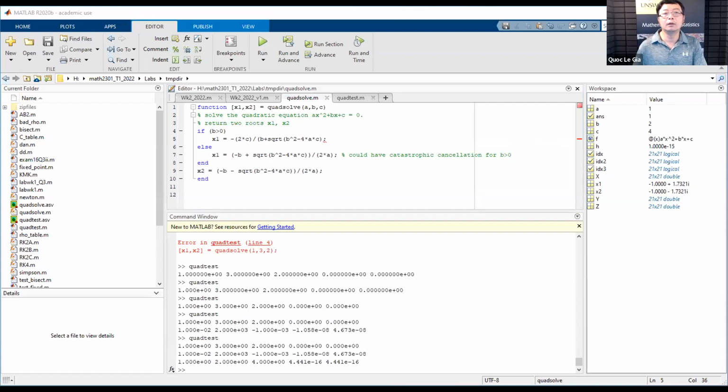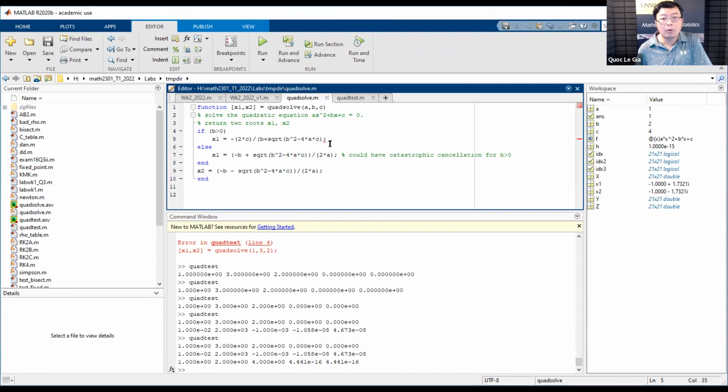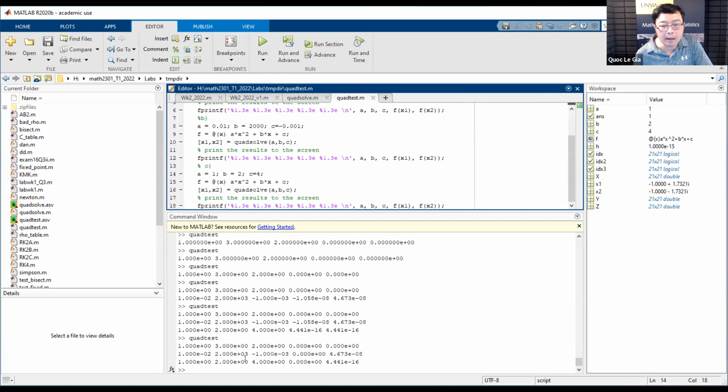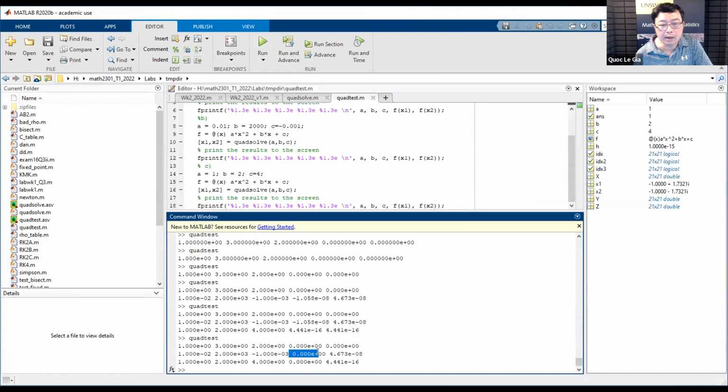Question? Any question? Now you can see that I have modified it: if b is positive, then I have this alternate definition for x1. Save it. Remember, when b is negative, you can also have a catastrophic cancellation, and you can have another formula here as well. I just leave it for the moment because we run out of time. Now if I run it, you will see that the second case got improved. Before it was like 10 to the minus 8, and now it's 0, with the new formula. You see the catastrophic cancellation caused the problem.